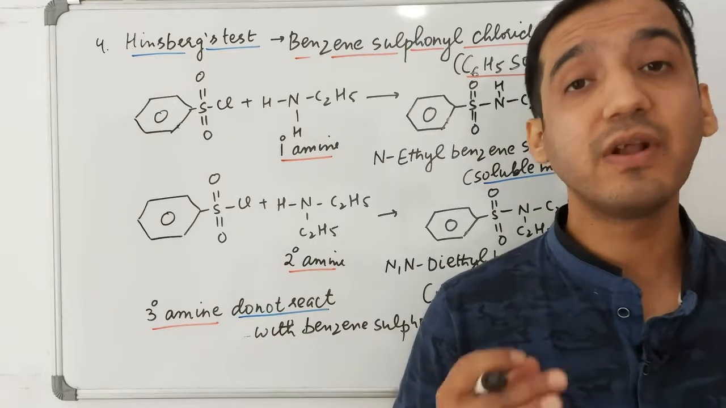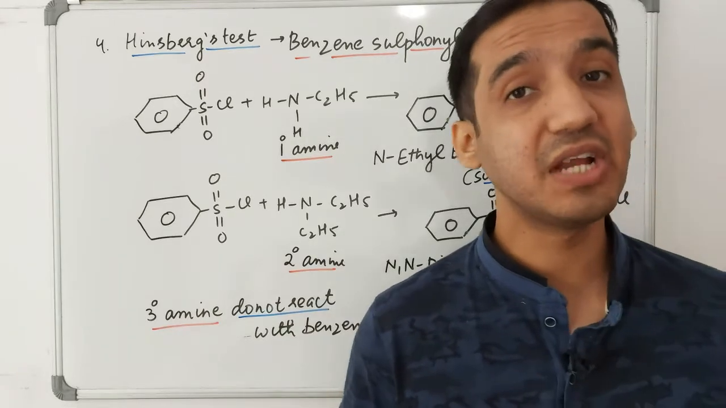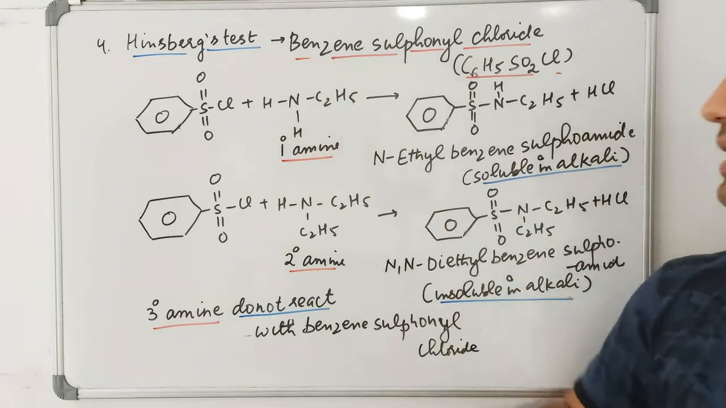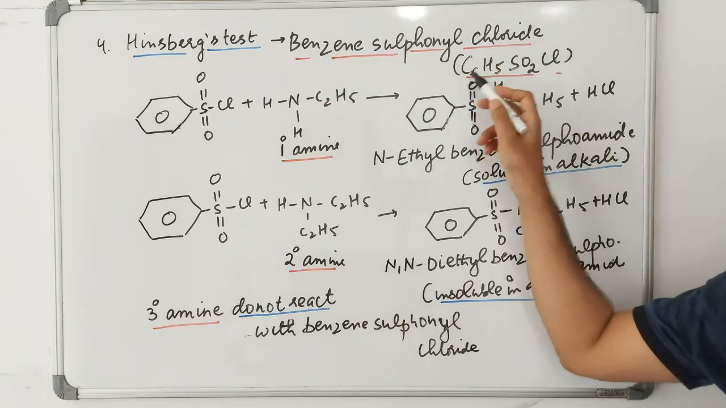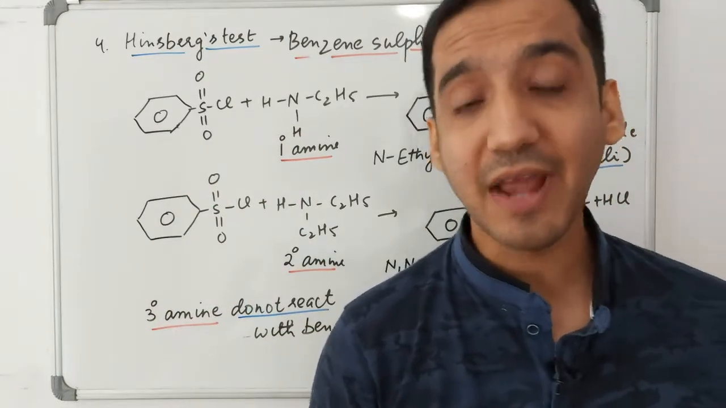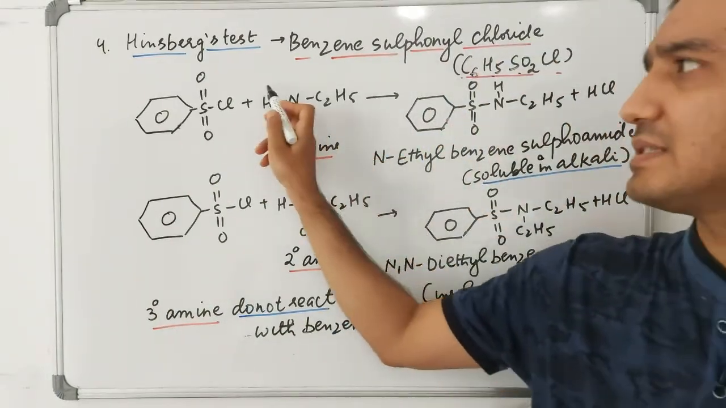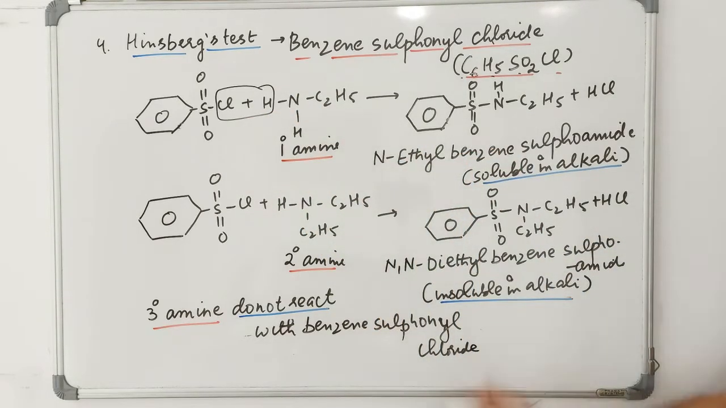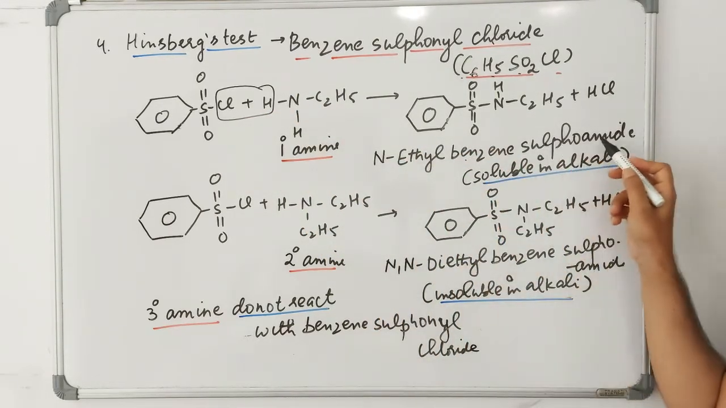In this we will differentiate between primary, secondary and tertiary amines. Suppose you take the Hinsberg reagent, called benzene sulfonyl chloride, which is C6H5SO2Cl. When benzene sulfonyl chloride reacts with the primary amine, what happens? This H and this Cl will react and result in the formation of this product, called N-ethyl benzene sulfonamide.